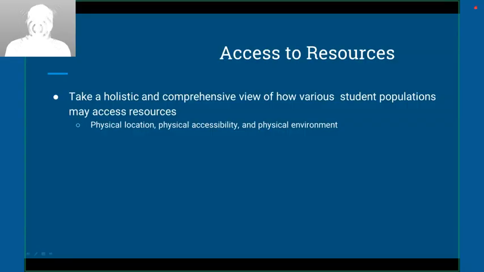If you have multiple campuses, is there physical access to a particular resource on all of the different campuses? Is it in a remote location? What about physical accessibility? Are the entrances physically accessible? If you have a student who uses a wheelchair, are they able to physically access the space and the location?